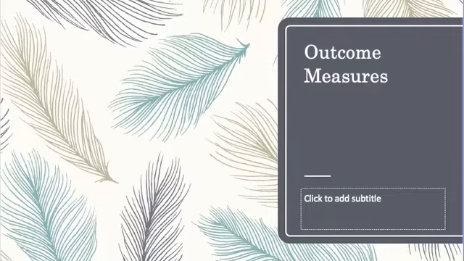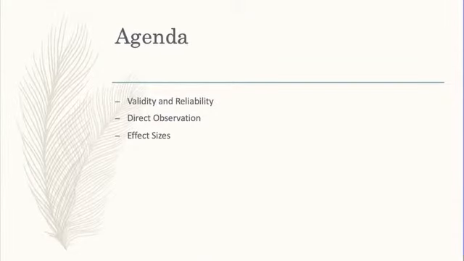Okay, here we're going to be talking about our outcome measures or our dependent variables. So we're going to talk about the validity and reliability of those measures. We're also going to talk about direct observation, and then we're going to talk about effect sizes.